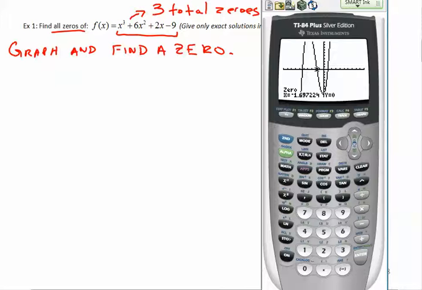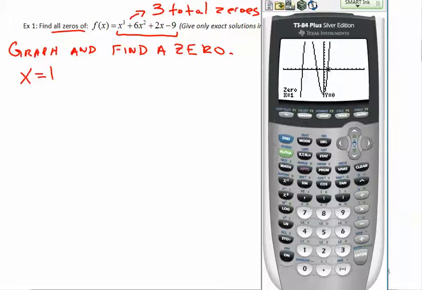Let me try this other one over here. That looks like it might be a whole number because it's crossing right on one of the tick marks. So I'm going to go second calc, 0 again. Move over here. Left bound. Right bound. Boom. X equals 1. Cool. So I found one of my solutions.